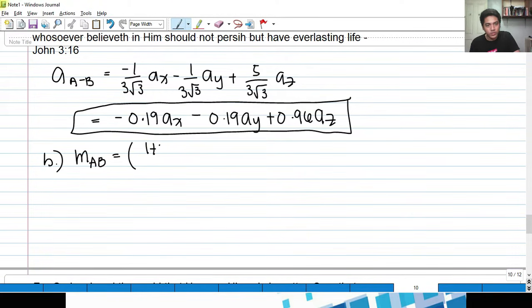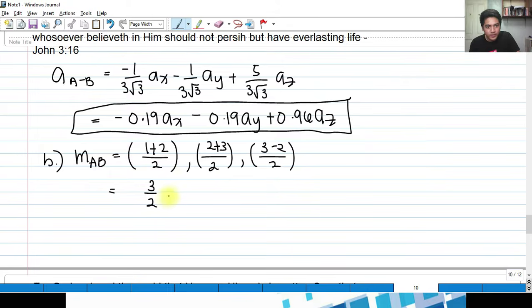So in this case, we have 1 plus 2 over 2, because x sub 1 is 1, x sub 2 is 2. And we have 2 plus 3, this is y sub 1, y sub 2, divided by 2. And then we have 3 plus negative 2, or minus 2, over 2 for z. So the x, y, z midpoints are 3 halves, 5 halves, 2 plus 3, that is 5 halves, then we have 1 half. So that is the midpoint of A and B.